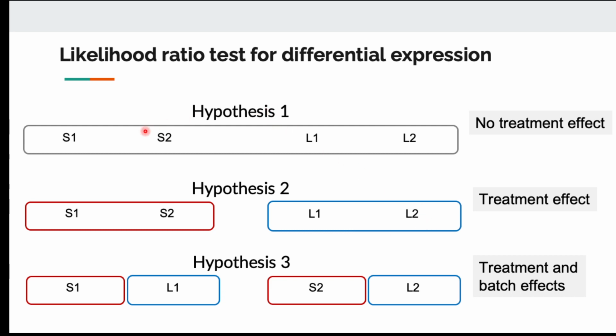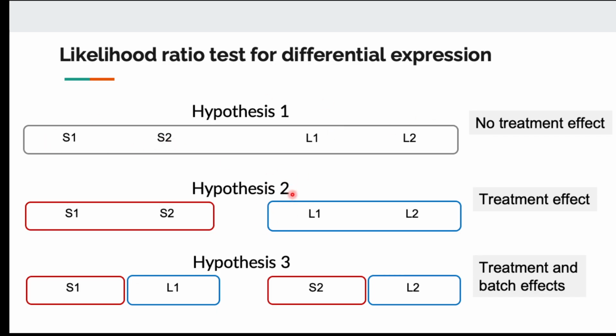You have 4 samples, 2 conditions, S and L being the 2 conditions, and you have batch. Like you might send S1 and L1 for sequencing first. Like after 2 months, you might send S2 and L2 to the same company. So your hypothesis number 1 is that there is no treatment effect. No effect at all. All the 4 samples should be the same.